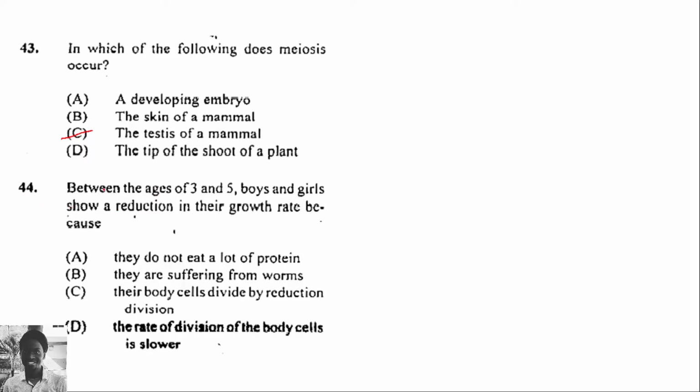Number 44. Between the ages of 3 and 5, boys and girls show a reduction in their growth rate because A. They do not eat a lot of protein, B. They are suffering from worms, C. Their body cells divide by reduction division, and D. The rate of division of the body cells is slower. Okay, the only choice here that makes sense is D.